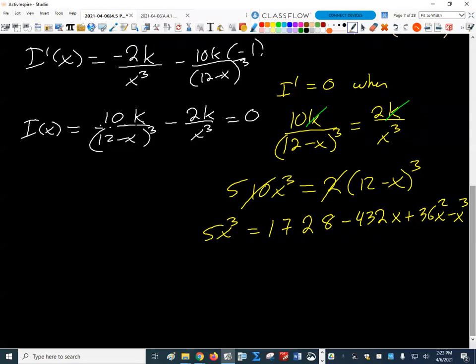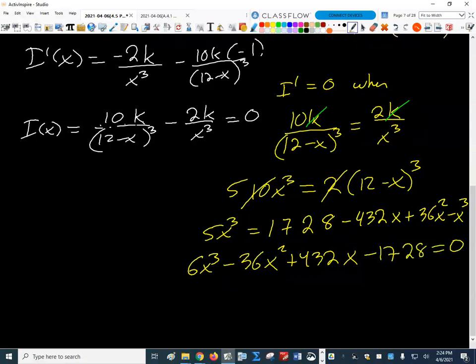So then I would have to put this in standard form. I just expanded this thing out on the right side. So if I push everything to the other side, I'm going to get 6x cubed minus 36x squared plus 432x minus 1728 equals 0. So I've got to find the zeros of that polynomial.